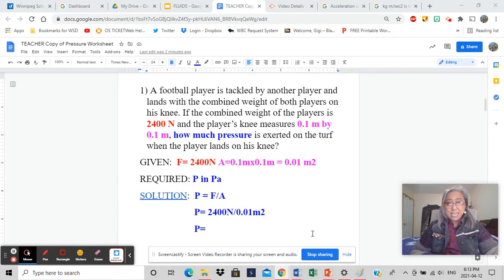Okay, so let's continue. You can use the online calculator or you can use your cell phone. So what do we have here now? 2400 N or Newton divided by 0.01. Are you guys getting the same answer as me? It's now 240,000. What's the unit? Should be in Pascal. Okay, there you go. That's problem one.